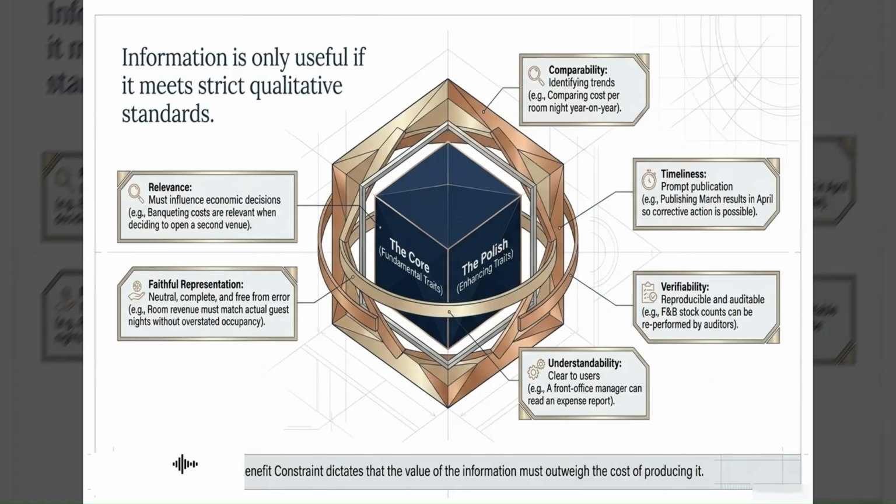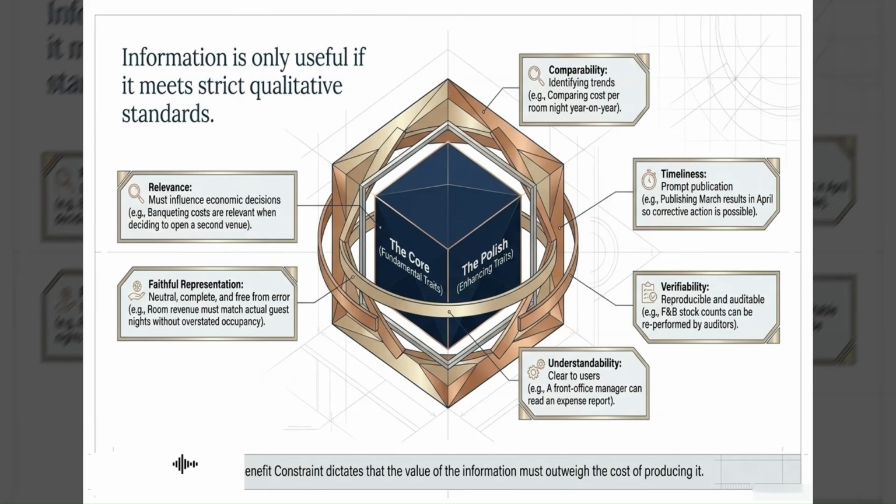Verifiability. Different knowledgeable and independent observers working from the same data and the same assumptions should arrive at the same result. It is reproducible, which is what makes it auditable. A food and beverage stock count can be reperformed by an auditor, and it should produce the same figure.